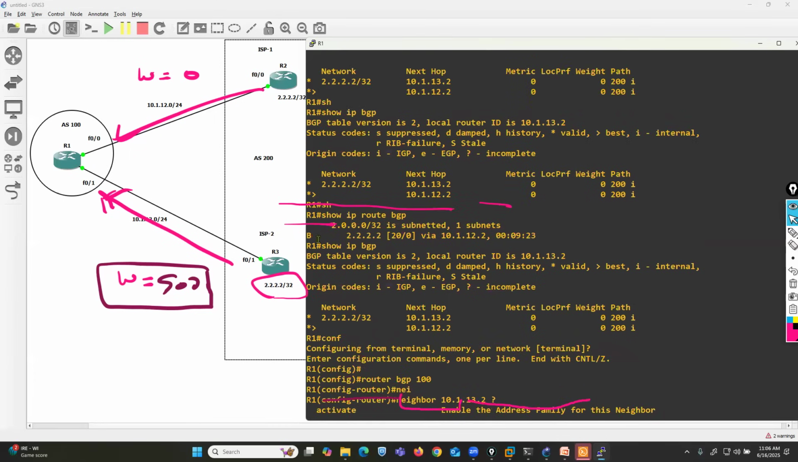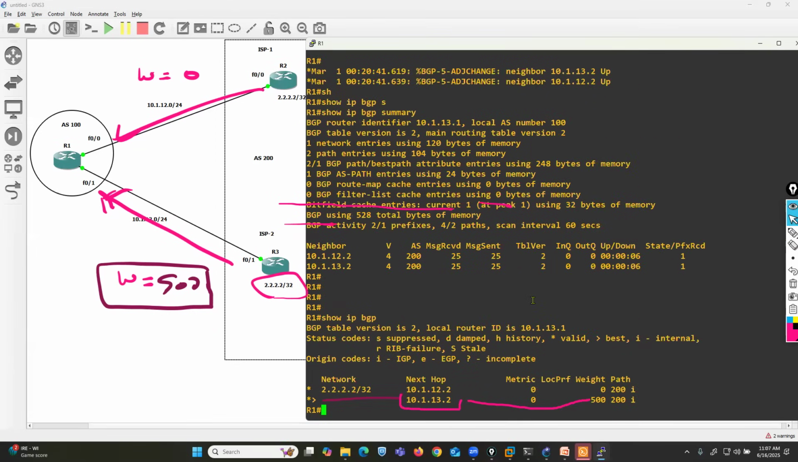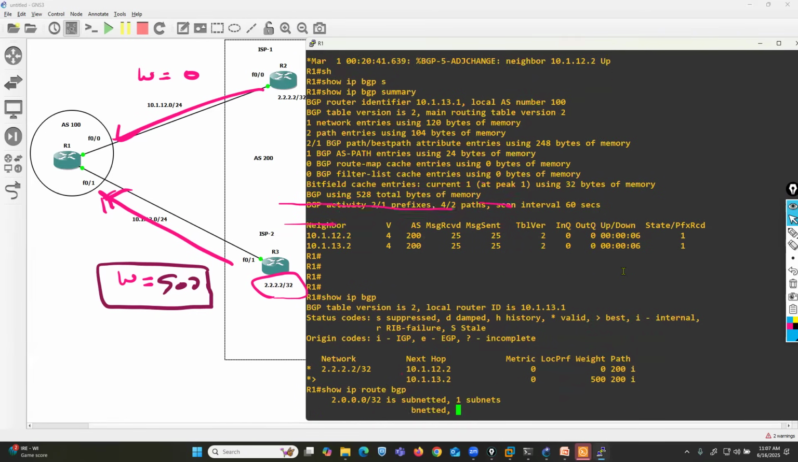Let me show you the routing table. Before the weight configuration, to reach this 2.2.2.2, the best route was 10.1.12.2. But now to reach this 2.2.2.2, I have two routes, but via this side we have the highest weight. That's why this route is installed into the routing table. You can check the routing table here with show ip route bgp.